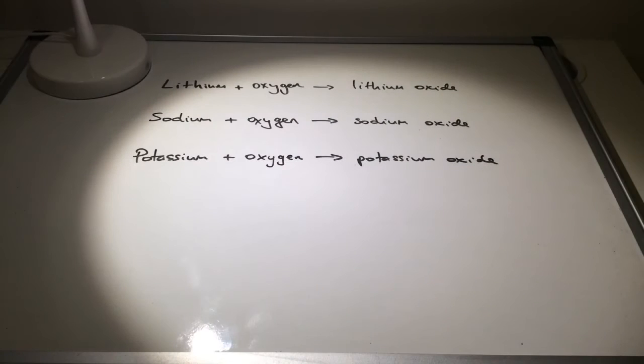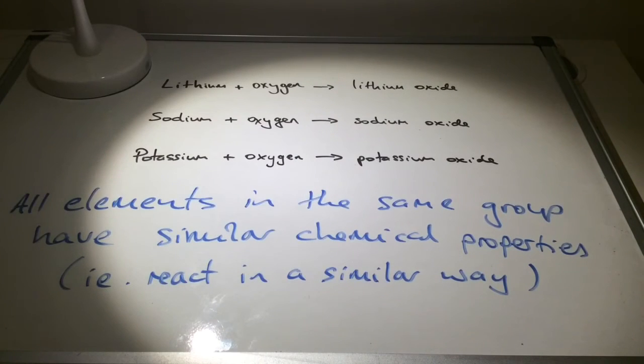We don't get hydroxide now because there's no hydrogen in this reaction. In the reaction before, the reaction of lithium with water, remember water is H2O, contains hydrogen, and that's why we get hydroxide. So hopefully you can see why we can say what's written in blue now. All elements in the same group have similar chemical properties. And basically what that means is they react in a very similar way. So in the next little section of the video, we're going to look at why this is the case.